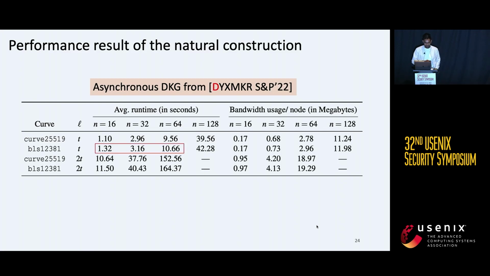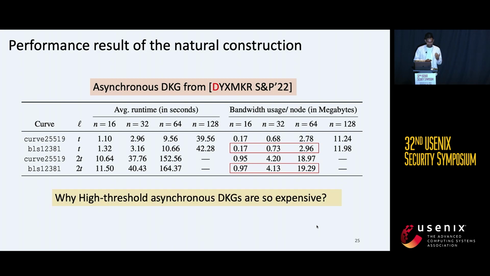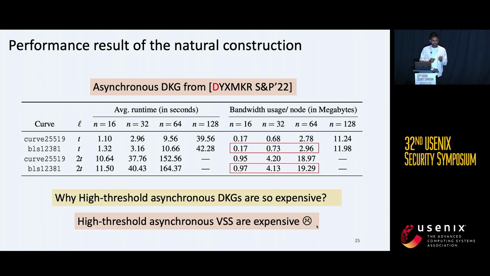If you look at the numbers here, with low threshold, we get very good efficiency. But when we go to high threshold, where the degree is 2t, the efficiency, like runtime, becomes like 15, 16 times more. Similarly, the bandwidth increases by 5 to 6x. So why are these high threshold asynchronous DKGs so expensive? The underlying cause is that high threshold verifiable secret sharings are more expensive to design in an asynchronous network. I won't go into the details of why that is the case, but you can trust me on that.